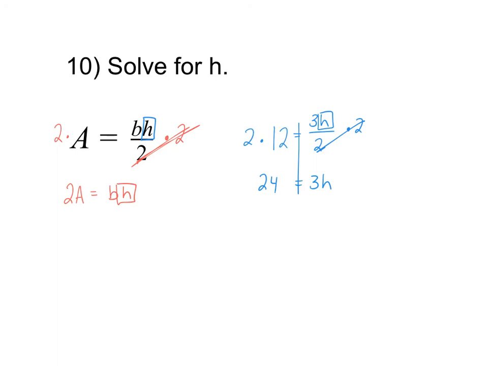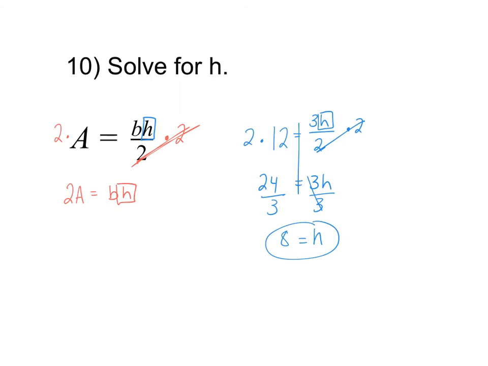So let's go back to our other example we have on the right. Well, my last step here is I want to divide both sides of the equal sign by 3. If I do that, I'm left with just h here equals 8, and that would be my final answer.